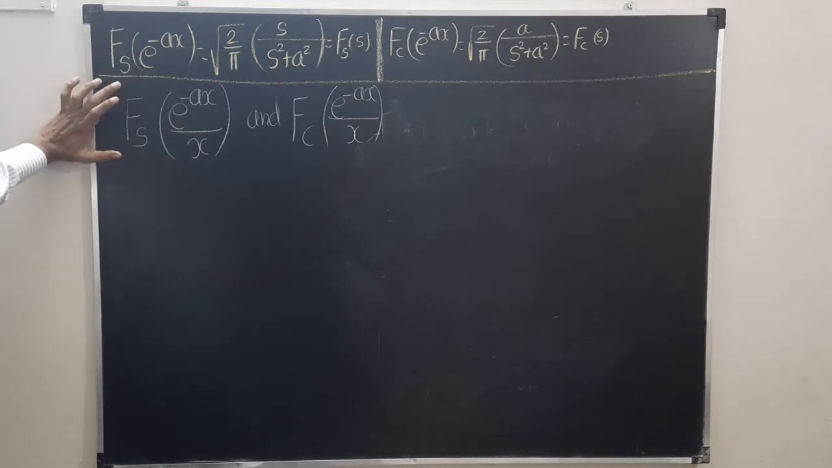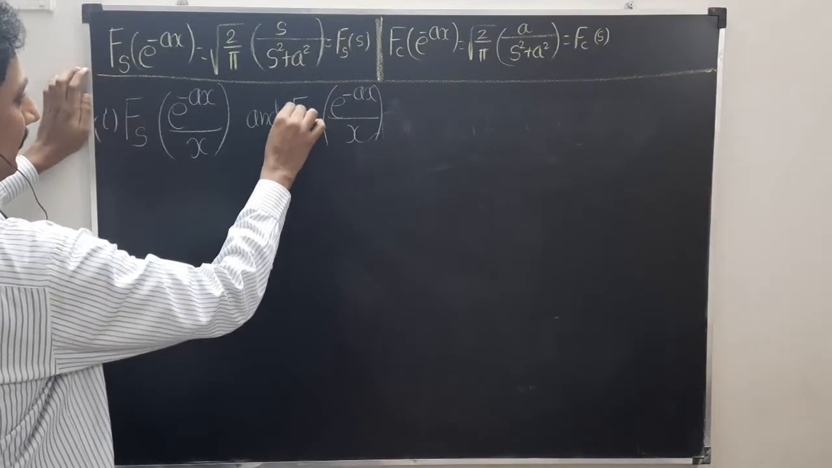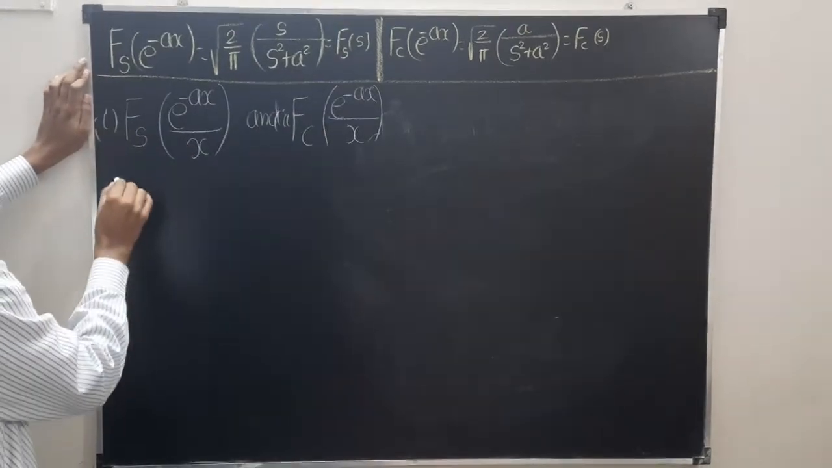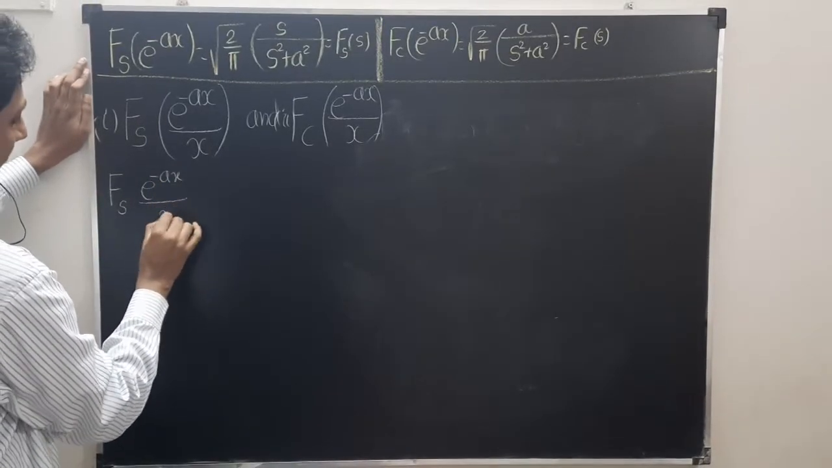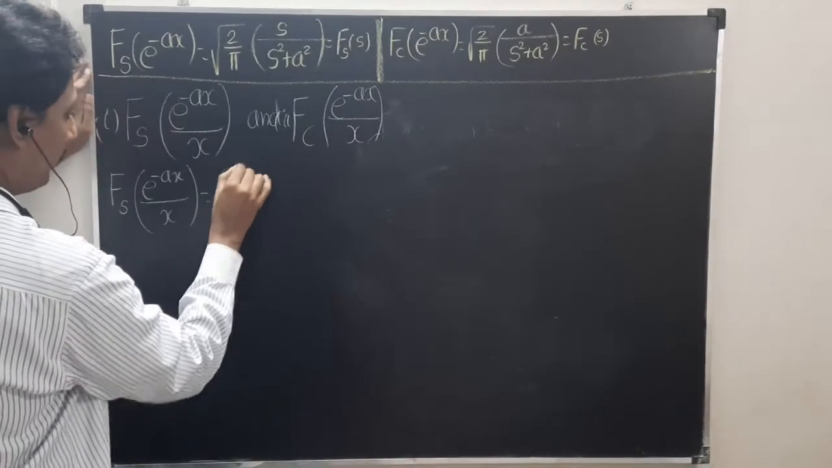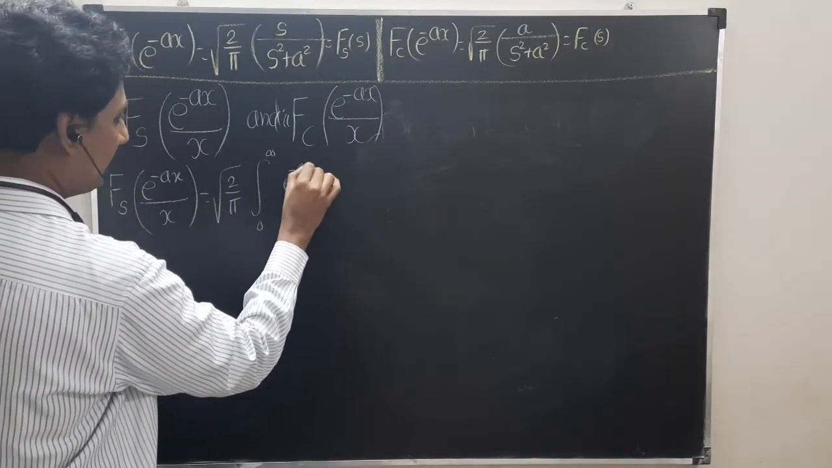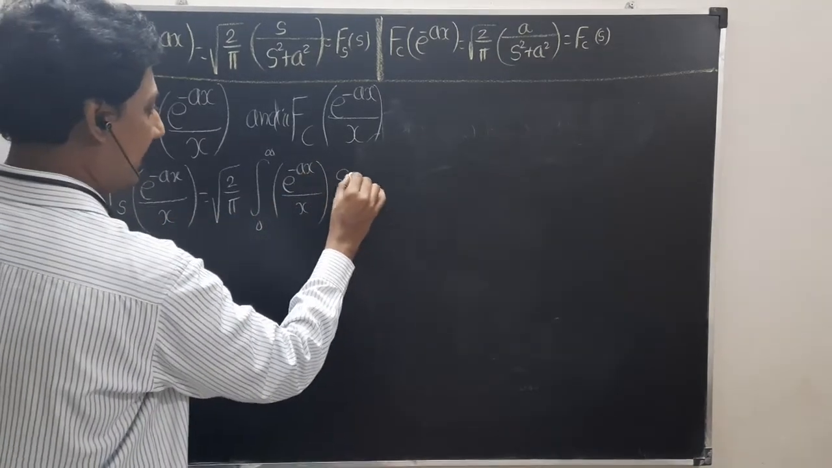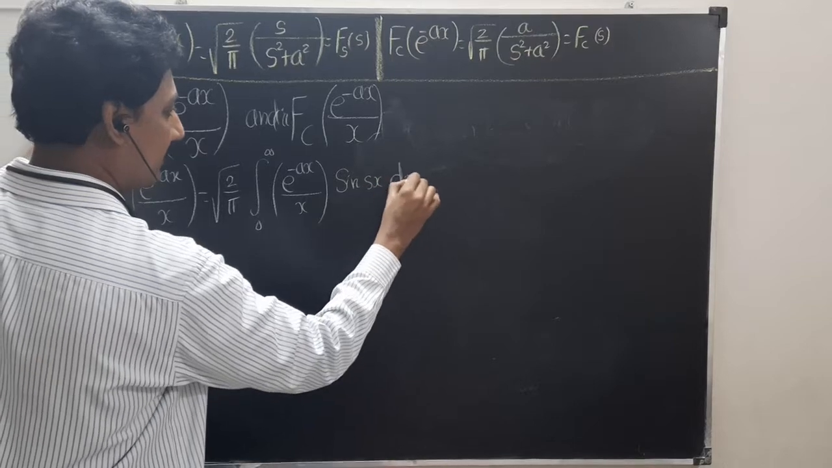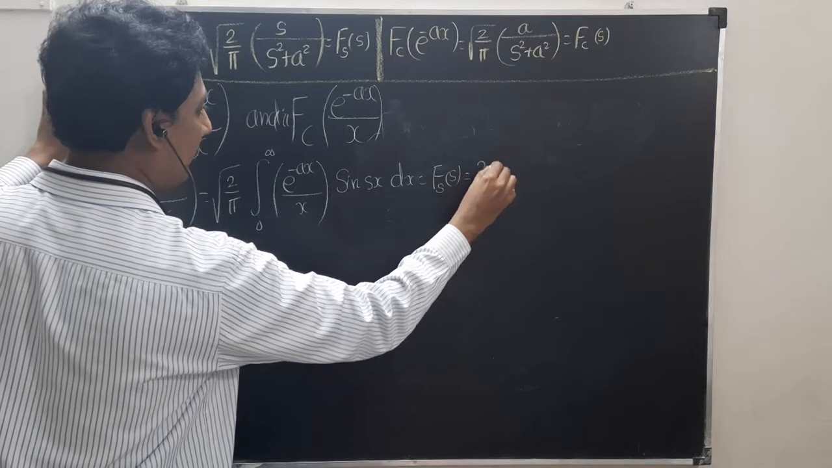My aim is to get the Fourier sine transform of e to the power minus ax by x. This is the first part, and the second one is the cosine transform. So by the definition, the Fourier sine transform of e to the power minus ax by x is equal to square root of 2 by pi, integral 0 to infinity, e to the power minus ax by x, sine sx dx. The outcome is f s of s, so our ultimate aim is to get f s of s.